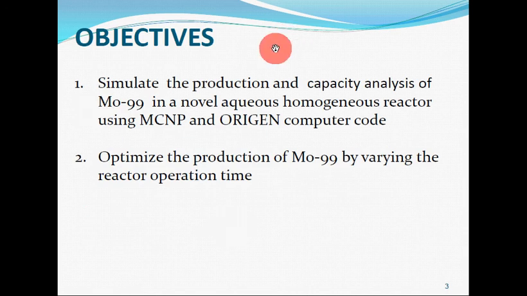Objective. The first is to simulate the production and capacity analysis of molybdenum-99 in a novel aqueous homogeneous reactor using MCNP and ORIGEN computer code. The second, optimize the production of molybdenum-99 by varying the reactor operation time.